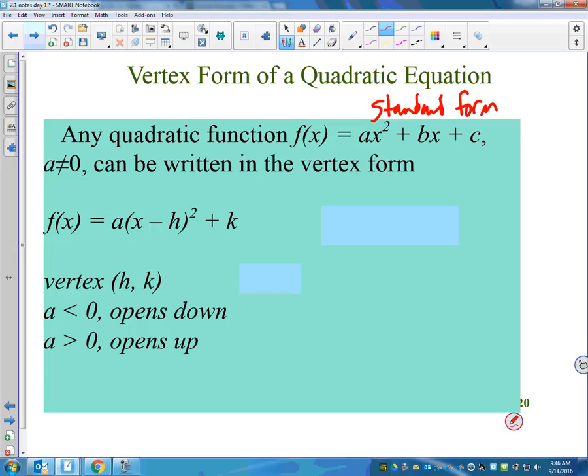If a is negative, it opens down. If a is positive, it opens up. If a is equal to 0, it is not a quadratic function anymore because that means 0 times anything will be 0, right? So a is not going to be equal to 0.